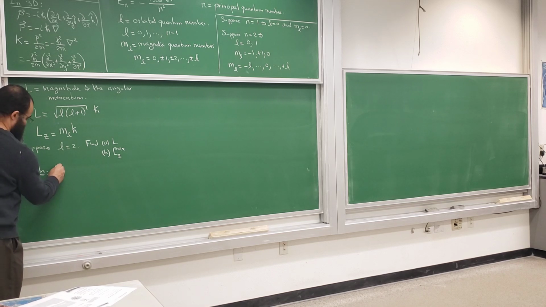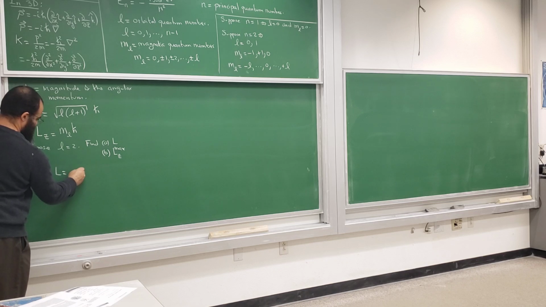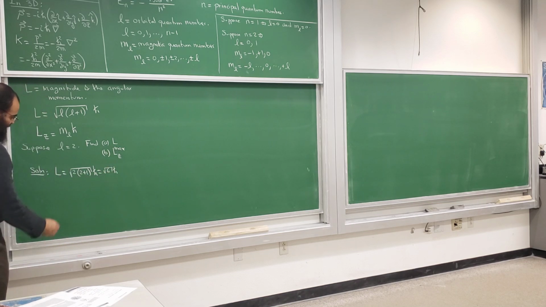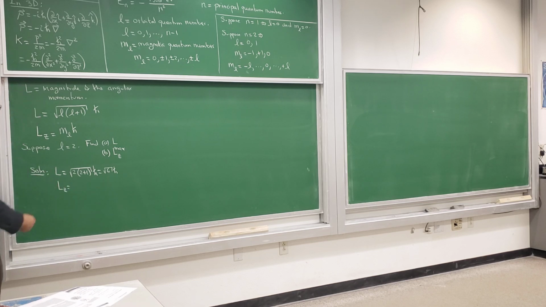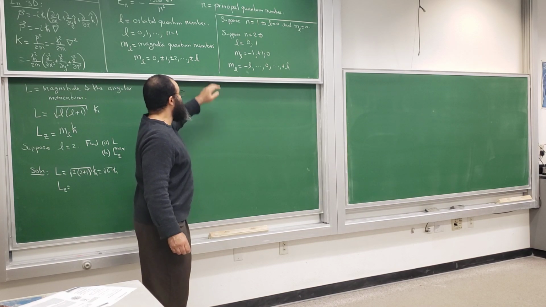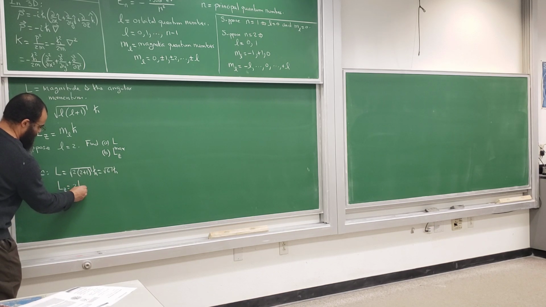So L is equal to, this is 2, so it's going to be the square root of 2 times 2 plus 1, times h bar, which is square root of 6 times h bar, right? And how about Lz, the maximum it can be? How big can Lz be? It's ml times h bar. How large can ml be? Yeah, it can be as large as L. It could be 2. So it would be twice h bar.